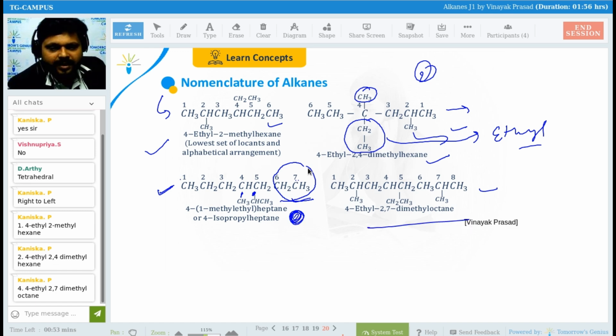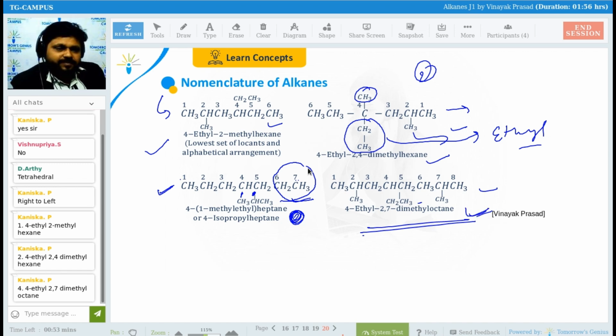What about this question? Has anyone done this question? What do you say? What is the right answer for this question? See guys, I think this is an easy one. This is not so hard. How many carbons are there in the chain? Eight carbons in a straight chain. At the second position, CH3 is there. At the fifth position, CH2 CH3 is there, right? This is ethyl. And at the seventh position, a methyl group is again attached. So what should be the right answer? 4 ethyl and 2,7 dimethyl octane is the right answer for this question, right?